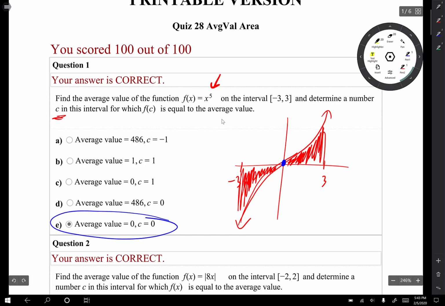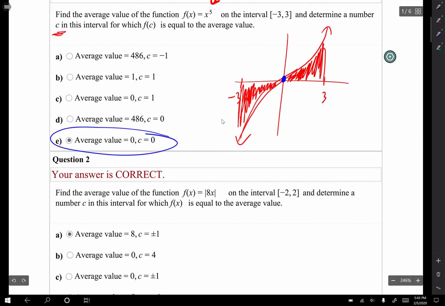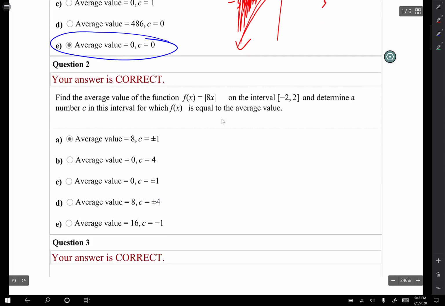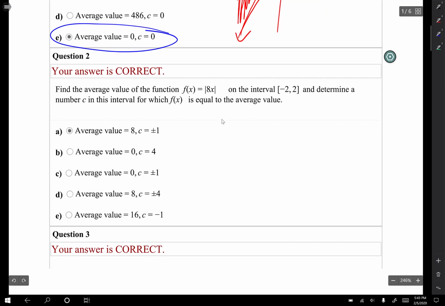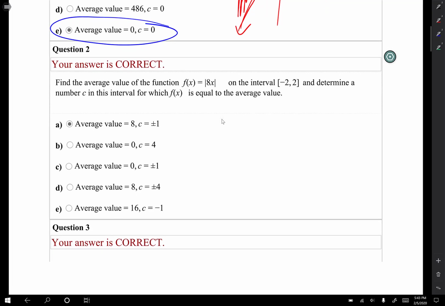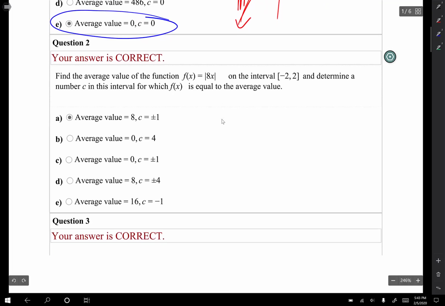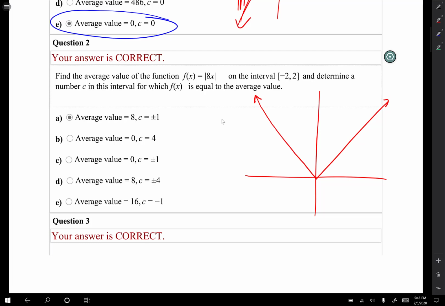All right, let's go to the next question, guys. Find the average value of the function absolute value of 8x on the interval -2 to 2 and determine the c for which it equals the average value. All right, again, so here is the absolute value of 8x. I'm just going to exaggerate it and make it look like x. If I were to draw the real 8x, it'd be super steep, closer to the y-axis there. So let's see, at 2, I'm going to say here's 2. At 2, the height is 16.